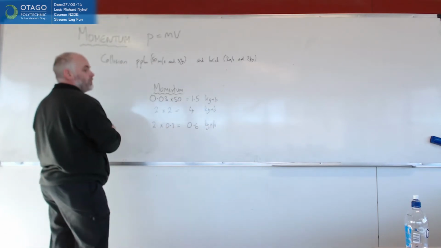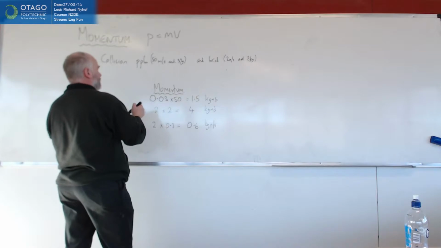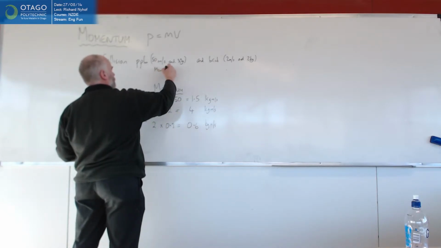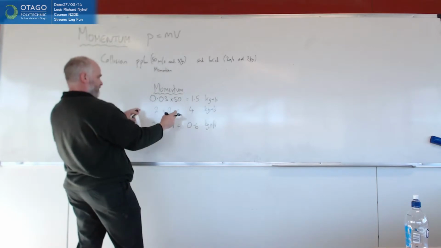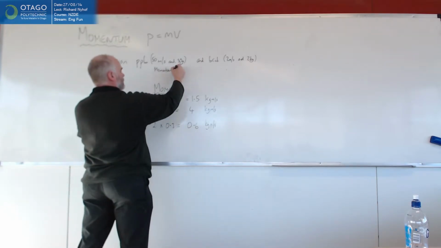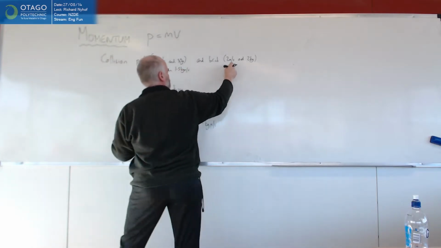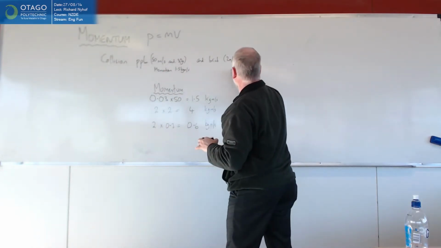Okay, so we know from our previous calculations that the ping pong ball has a momentum of 1.5, and this one has a momentum of 4.